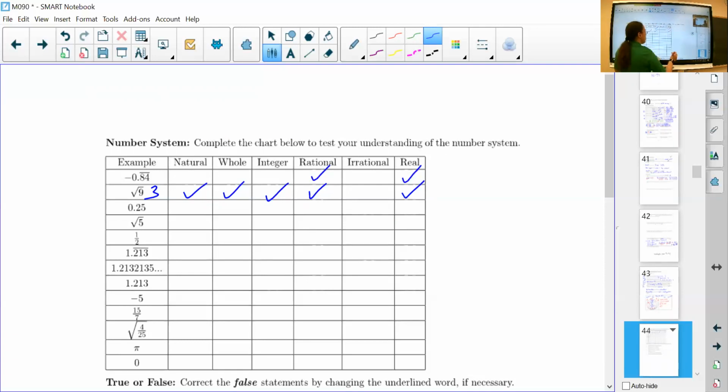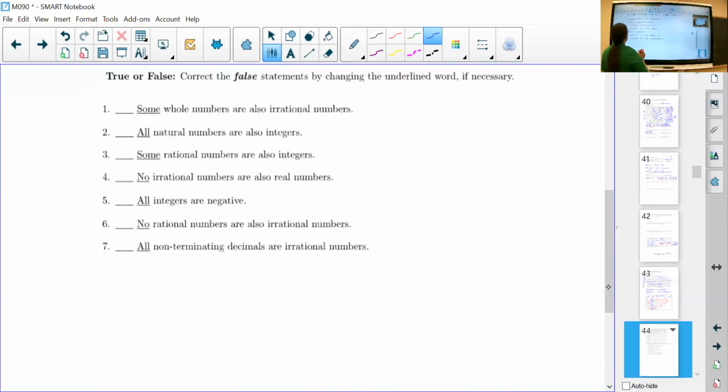Okay, and we have some true-false statements. Let's look at number 1. Some whole numbers are also irrational numbers. So think for yourself, is that true? Some whole numbers are also irrational? Well, no, if it's a whole number, it cannot be irrational. So we're going to mark that off. We're going to call that false, and it says correct the false statements by changing the underlined word. So what word would go there? Would it be all whole numbers are also irrational? No. No whole numbers. No whole numbers are also irrational numbers.